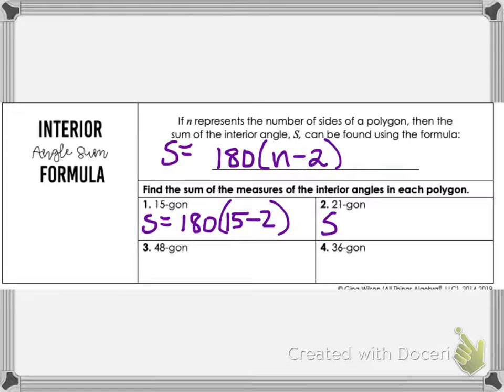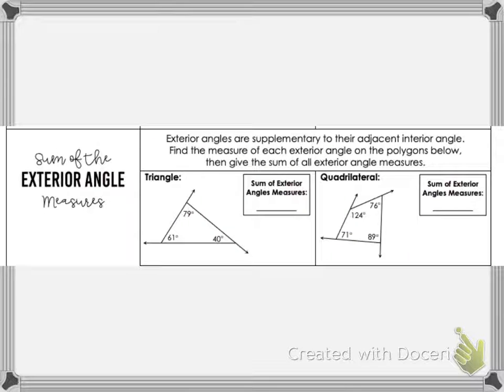If n is 21, it's going to be 180 times 21 minus 2. And so on. So I'm not going to finish that calculation. You would finish it off. But I'm going to move on to the next slide to try to keep this video as short as possible.